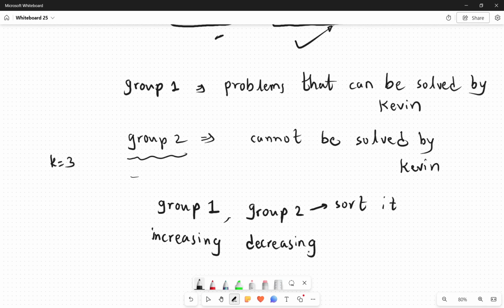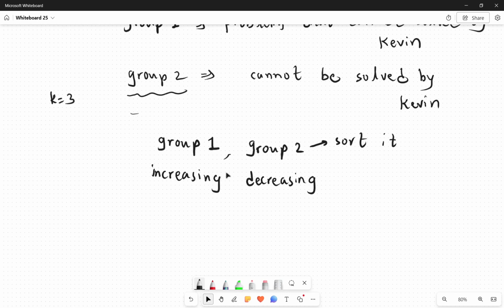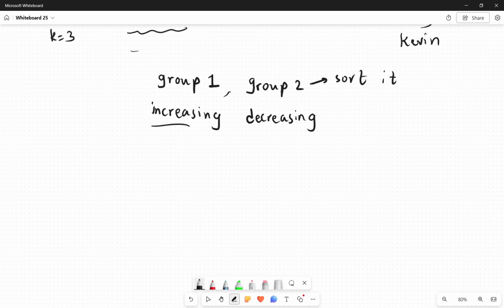First we'll focus on finding a solution. So this will be in increasing order, this will be in decreasing order, and then you will brute force for k is equal to 1, k is equal to 2, k is equal to 3, and so on up to k is equal to m, right?